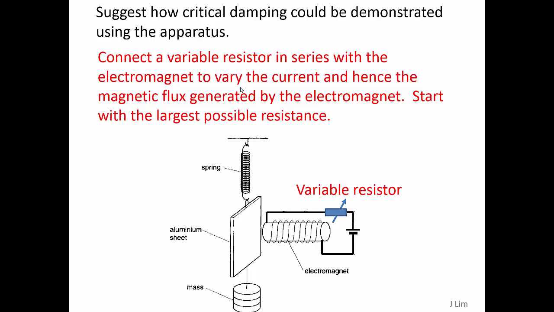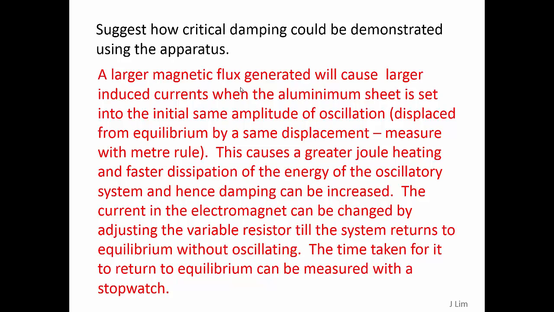Connect a variable resistor in series with the electromagnet to vary the current and hence the magnetic flux generated by the electromagnet. Start with the largest possible resistance. A larger magnetic flux generated will cause larger induced currents when the aluminum sheet is set into the same initial amplitude of oscillation. Displaced from equilibrium by the same displacement, which can be measured using a meter rule.